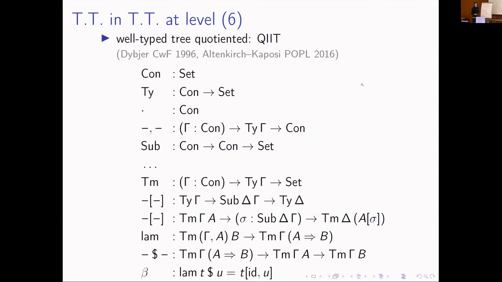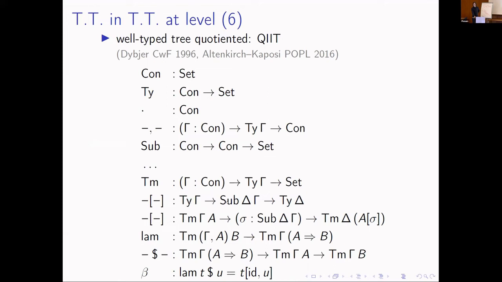Yes, and then the well-typed tree quotiented, or the QIIT definition, which is the same as what Peter Dybjer showed in the first talk today, the category with families definition of type theory, where you have context types just as before, but you also need to refer to substitutions or context morphisms, which is a family of types between any two contexts. And then you have substitution operations.